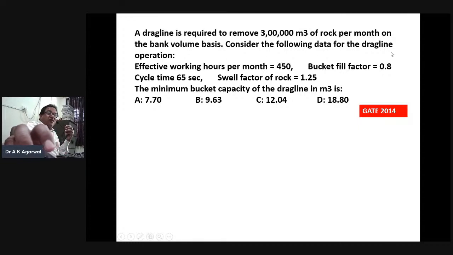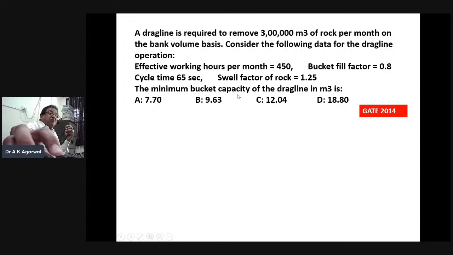Considering the following data for the dragline: effective working hours per month 450, 450 working hours in 1 month. Bucket fill factor 0.8. Cycle time 65 seconds. Swell factor of the rock means if you break the rock, its total volume will increase. Volume will increase means density will decrease. So swell factor, how much its volume will increase. The swell factor of the rock is 1.25.